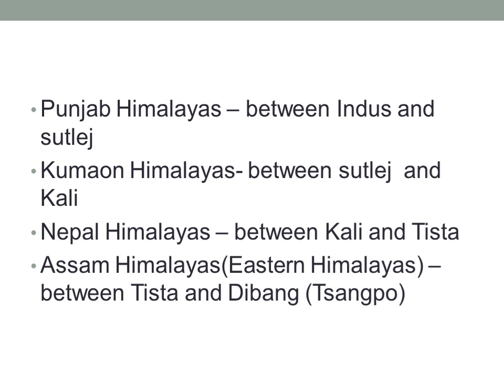Punjab Himalayas lies between the Indus and river Satluj. Kumaon Himalayas lies between river Satluj and river Kali. Nepal Himalayas lies between river Kali and river Teesta. Assam Himalayas, the eastern Himalayas, lies between river Teesta and Dibang Sangpo.